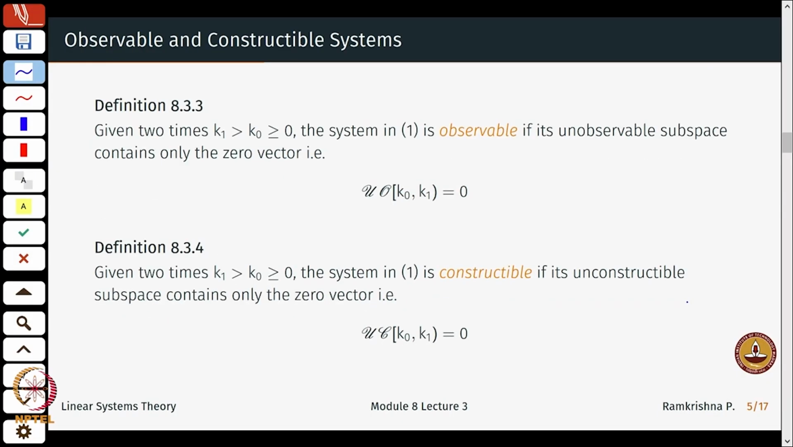Okay. So again, when is the system observable? The system is observable, even in discrete time, when its unobservable subspace consists only of the 0 vector, and similarly it is constructible if its unconstructible subspace again consists only of the 0 vector, right. So these are very similar definitions to what we had before.